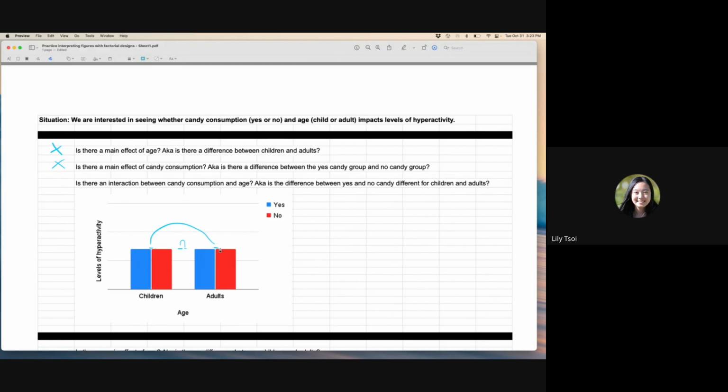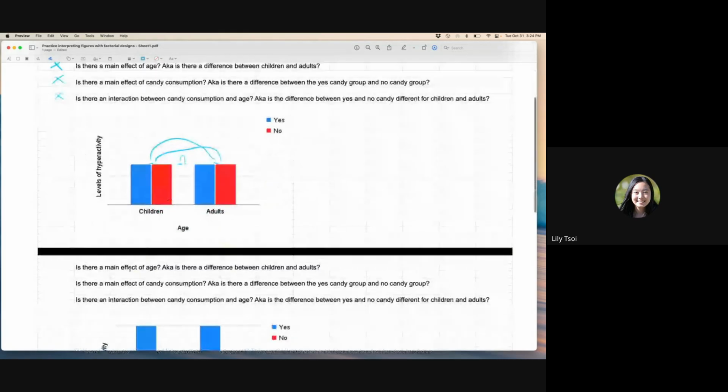And then here, there's again no difference between yes and no for adults. So something like this, like that super tiny dot that I drew. And what we want to do is see whether these differences are different from one another. And based on this figure, there is no difference between children and adults. So there is no interaction.